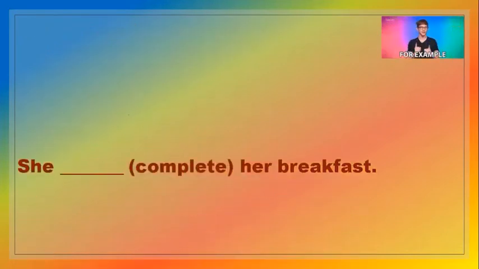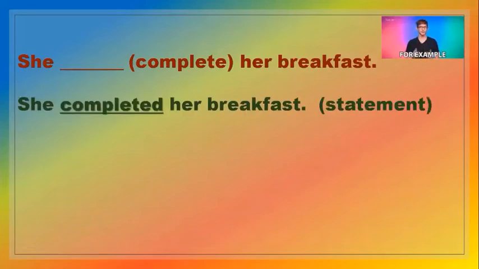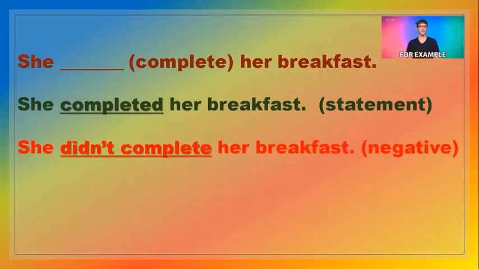Let's see an example. Look at this sentence. She completes her breakfast. Can we make this sentence into simple past? Yes, she completed her breakfast. This is the statement, or positive sentence, or affirmative sentence. So now can you change this sentence into negative? Yes, great. She didn't complete her breakfast.